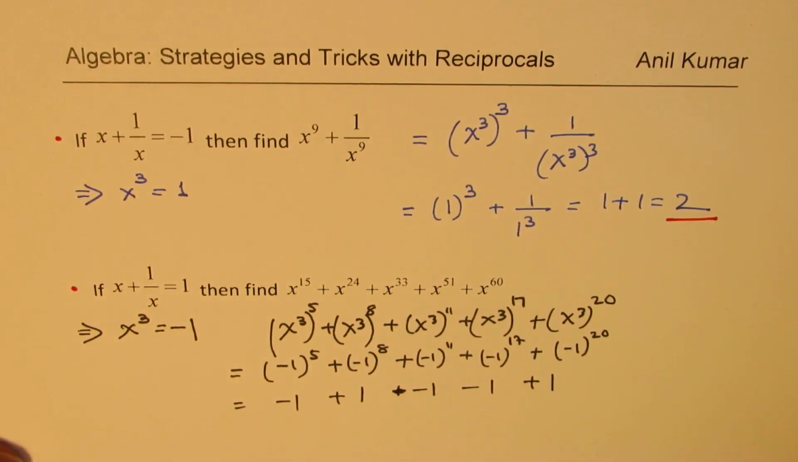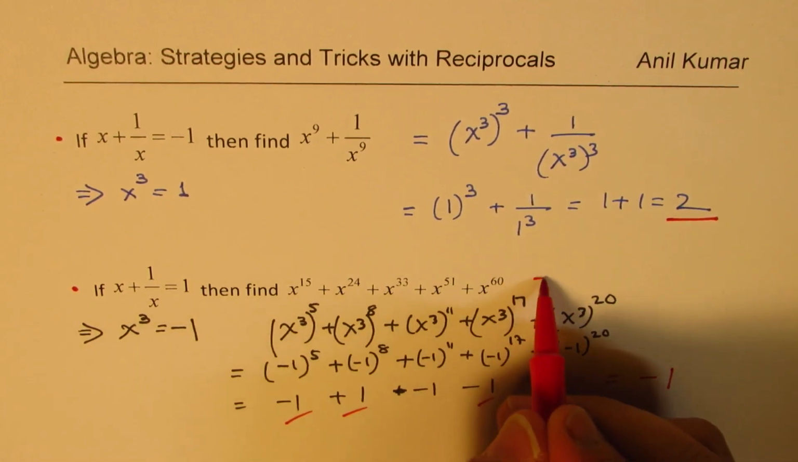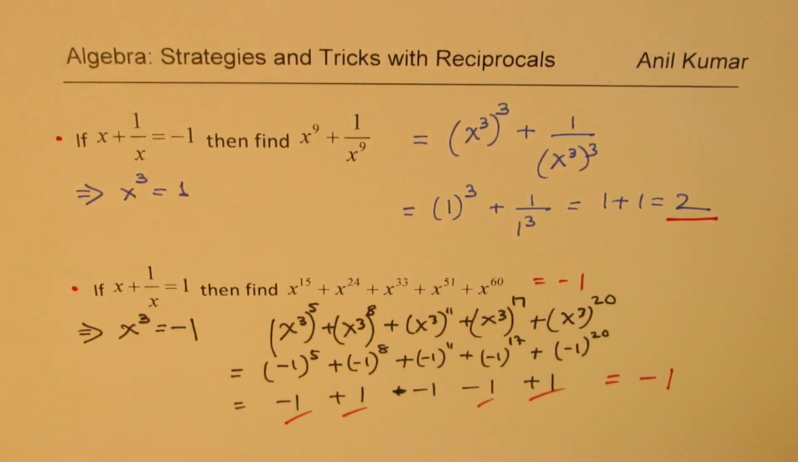And now you can count how many negatives. This negative cancels with the other one. This cancels with this one. We are left with negative 1 as our answer. Does that make sense to you? So that is how you are going to easily get the answer for these scary expressions.